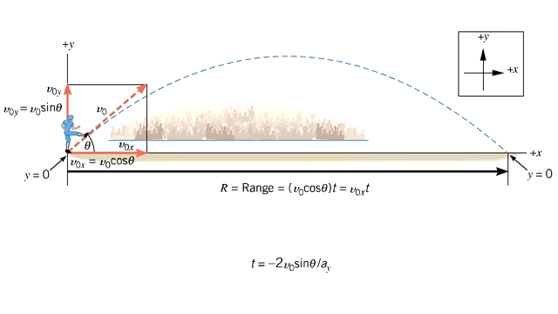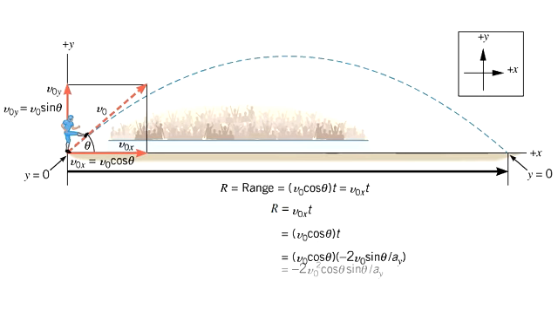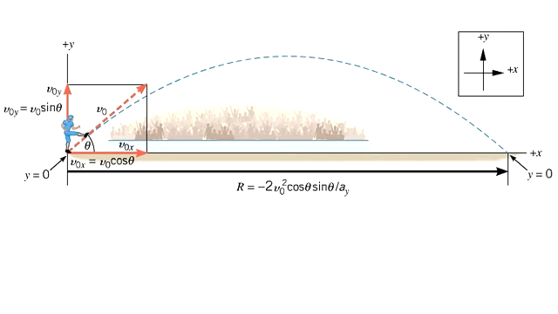We now know how long the flight took, and we know that the constant horizontal component of the initial velocity was v0 cosine theta. The range is this velocity component multiplied by the time of the flight, so we can get an equation for r in terms of v0, theta, and ay. This is a nice result because if we know v0, theta, and ay, which is negative 9.80 meters per second squared, we can calculate the range.